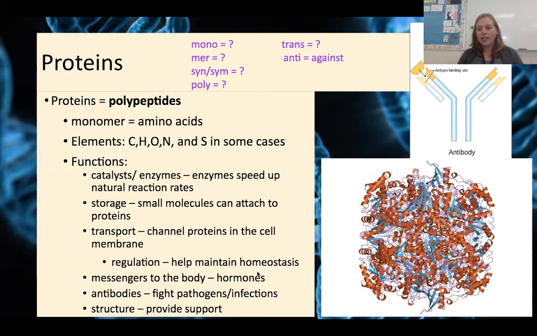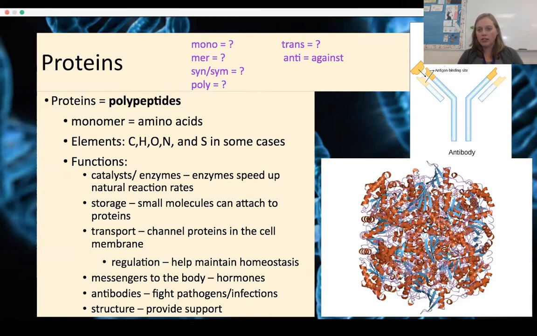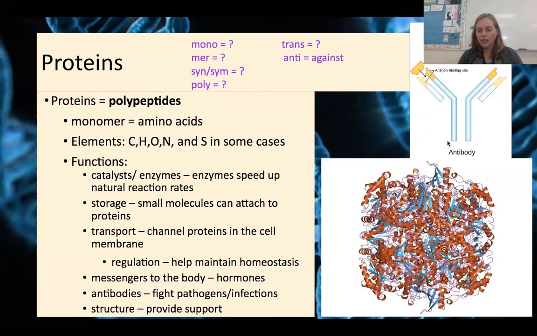Proteins can be used as antibodies, and we've heard a lot about antibodies lately. So this is an antibody. They are used to fight against foreign bodies. It's anti-body. And they fight pathogens or infections like bacteria or viruses, such as the coronavirus. And you can see that each antibody has a specific thing that it can look for.